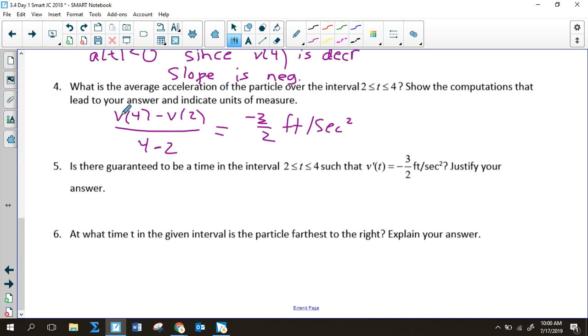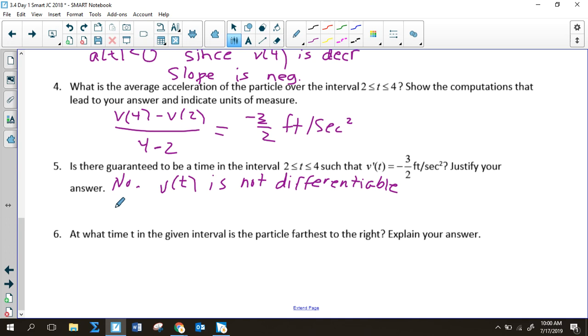Okay, so we know that the average is this, but do we know that there will be a time where the derivative of the velocity, an exact time where the derivative is equal to negative 3/2 feet per second squared? And the answer to this is no. And this is because the velocity function is not differentiable. So it's got those corners on it. So the corners are what's going to cause the issue.